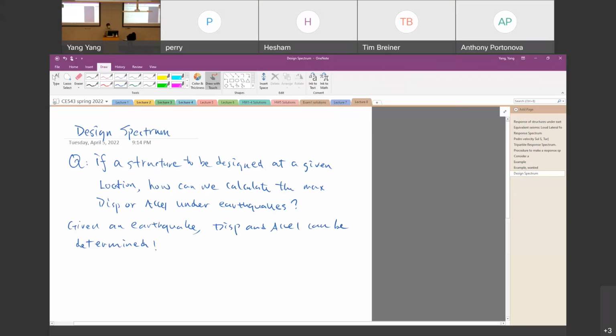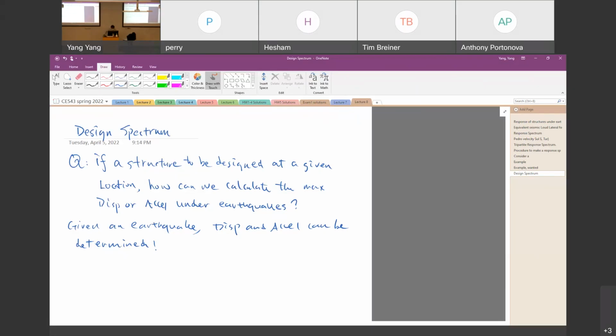But when we do design, who will give us the earthquake? When I assign the project, I give you the earthquake. But when you do design, who will give you the earthquake record? It's ASCE 7. But ASCE 7 does not directly give you the earthquake record, but gives you a design spectrum. Right? So where does the design spectrum come from?